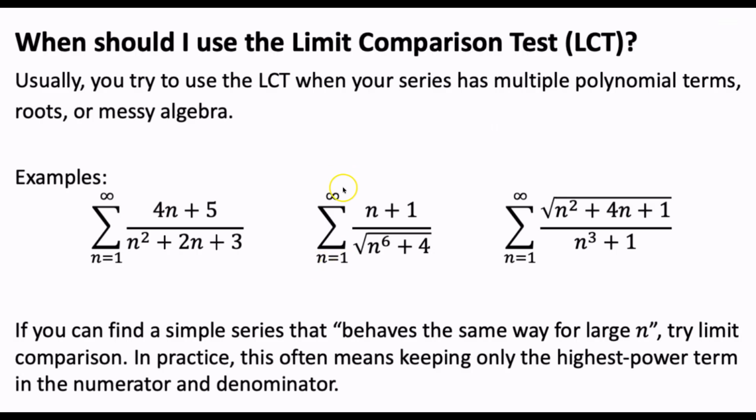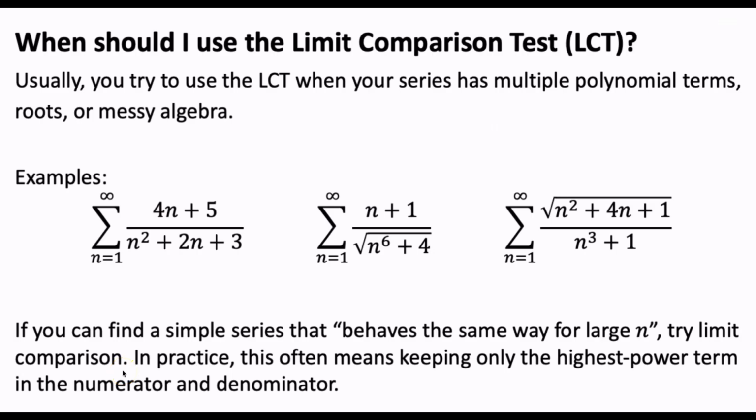The sum of n equals 1 to infinity of n plus 1 all over the square root of the quantity n to the 6 plus 4, or the sum of n equals 1 to infinity of the square root of the quantity n squared plus 4n plus 1 all over n cubed plus 1. So basically, again, multiple polynomial terms, roots, messy algebra. And the idea is that if you can find a simple series that behaves the same way for large n, try the limit comparison test.